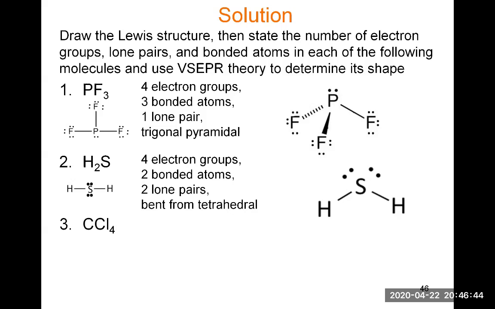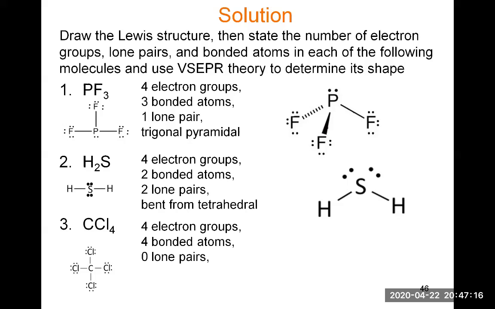So now let's look at CCl4. When you have worked out the Lewis structure, you should come up with this, where carbon is in the center, surrounded by 4 chlorines. All the chlorines have 3 lone pairs each, and they are single bonded to carbon. So when we count the number of electron groups around the carbon, we have 4 electron groups. It's 4 bonded atoms and 0 lone pairs. So let's look at the table to see what this suggests.